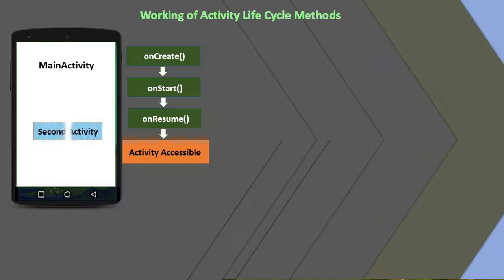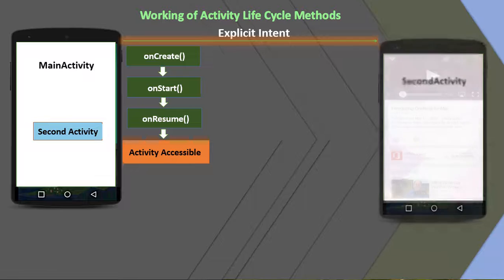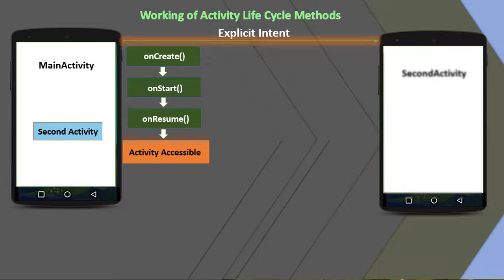Suppose the user clicks on a button. With the use of an explicit intent, it will migrate from main activity to second activity. What happens inside the main activity? The onPause method is executed and the main activity is now in the pause state. This initiates the transition from main activity to second activity. Along with onPause, the onCreate method is executed inside the second activity.